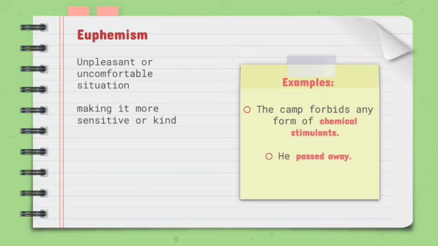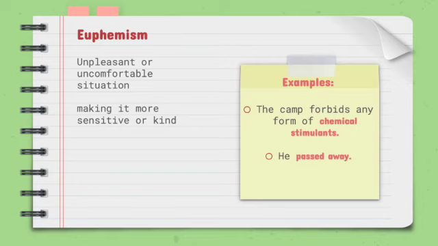The next figure of speech is euphemism. Euphemism expresses an unpleasant or uncomfortable situation in a more sensitive, kind, and tactful manner. The purpose is to soften the blow, protect feelings, or to be politically correct. As we see in the examples here, it says, "The camp forbids any form of chemical stimulants." This means drugs and alcohol. Chemical stimulants refers to drugs and alcohol in a more comfortable way.